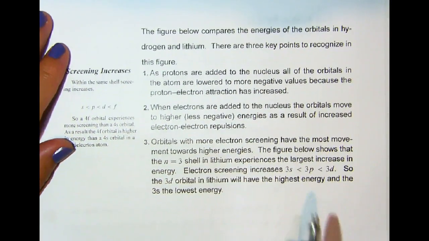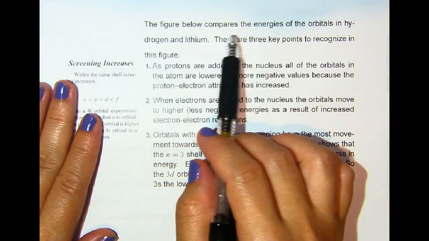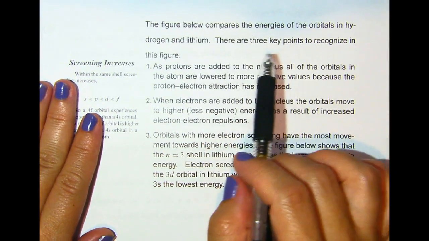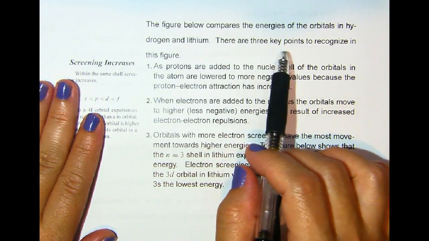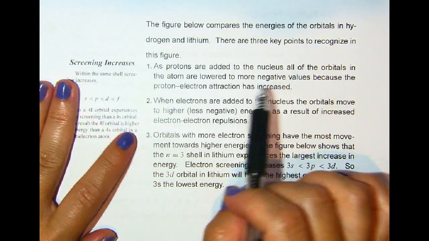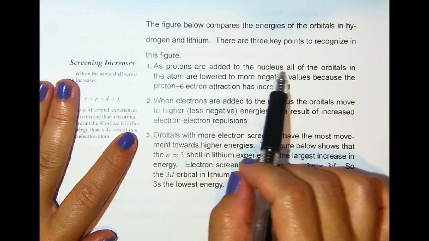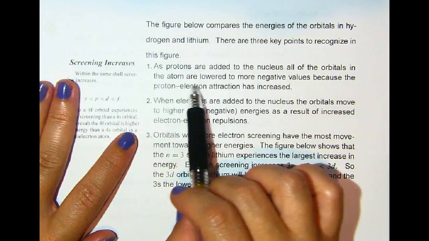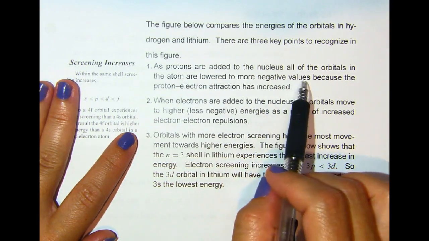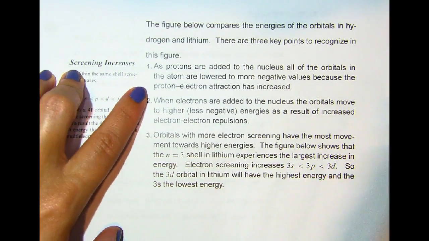The figure below, or the figure on page 130, compares the energies of the orbitals in hydrogen and lithium. There are three key points to recognize in this figure. As protons are added to the nucleus, all of the orbitals in the atom are lowered to more negative values because the proton-electron attraction has increased.